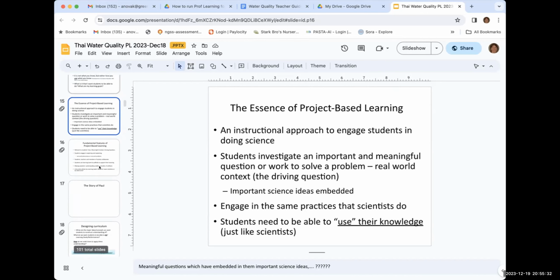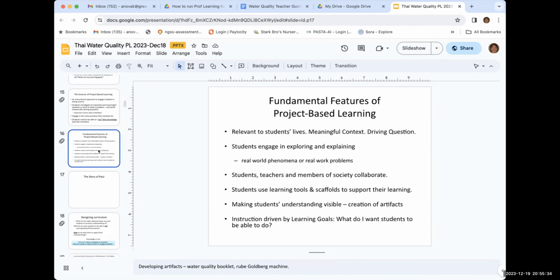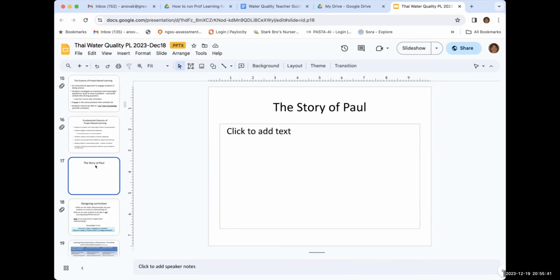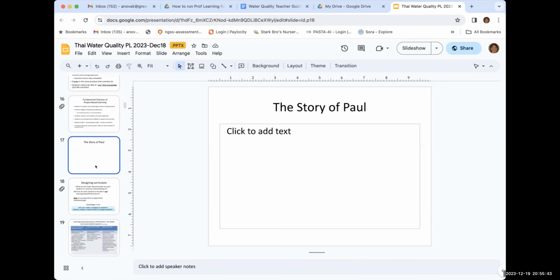So in terms of the features of project-based learning, and you can look at these a little bit later, but I need to just, well, we have 5 minutes. I'm going to tell you a story of Paul, and then I'm going to see about how you might want to work at helping your teachers to make a context.